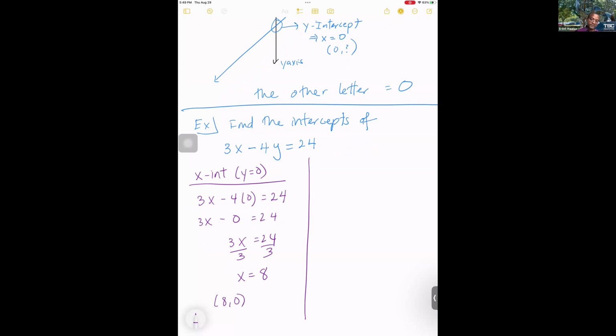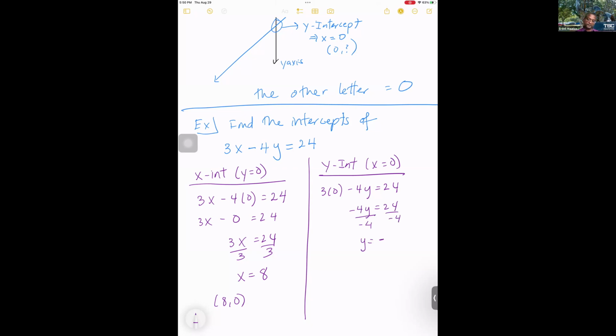The y-intercept, again, the other letter, i.e. x, must be 0. And so that will be 3 multiplied by 0 minus 4y equals 24. Again, the 0 just vanishes. And so I could have actually just skipped to this step. -4y equals 24. And then I have to divide by -4. And so y equals -6.